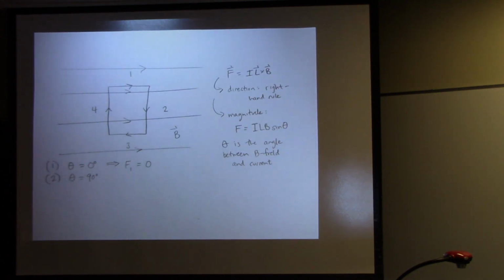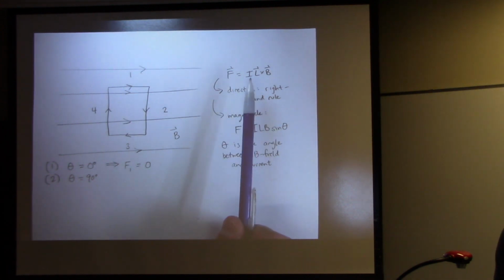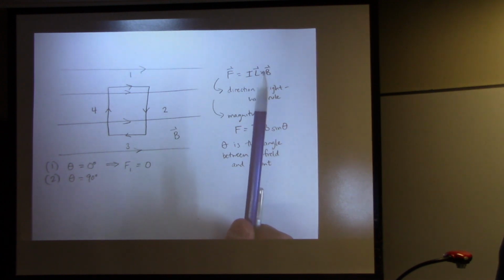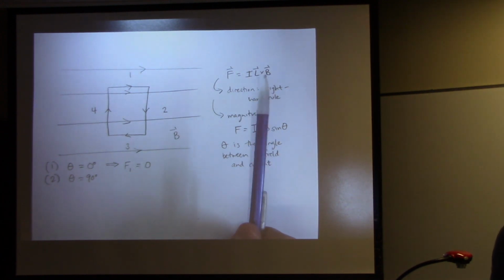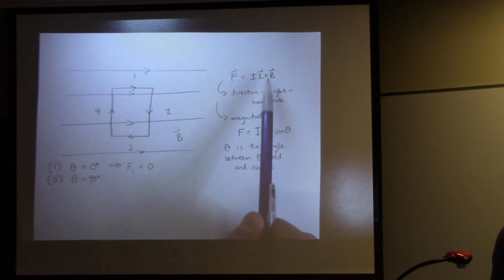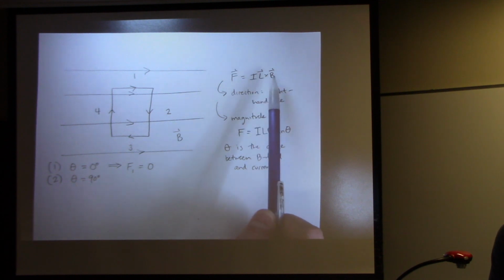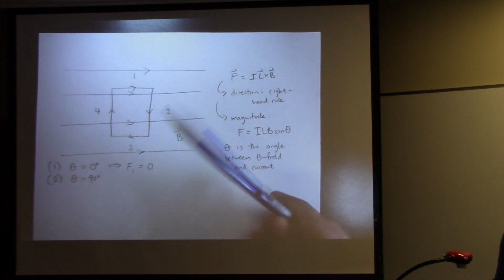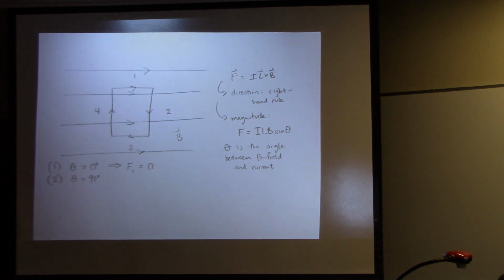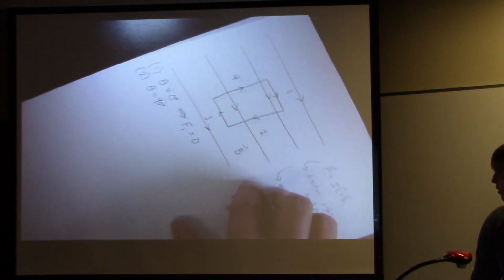So in this case, I don't want to say the force is 0. Instead, I want to use the right-hand rule to determine which way the force is going. Remember how this works: I have I times L cross B, so I'm taking a cross product. The right-hand rule says I take the fingers of my right hand, put them in the direction of the first vector, which is L, and then curl my fingers in the direction of the second vector, which is B. This is a little tricky to do. I might have to turn the paper sideways to do it.